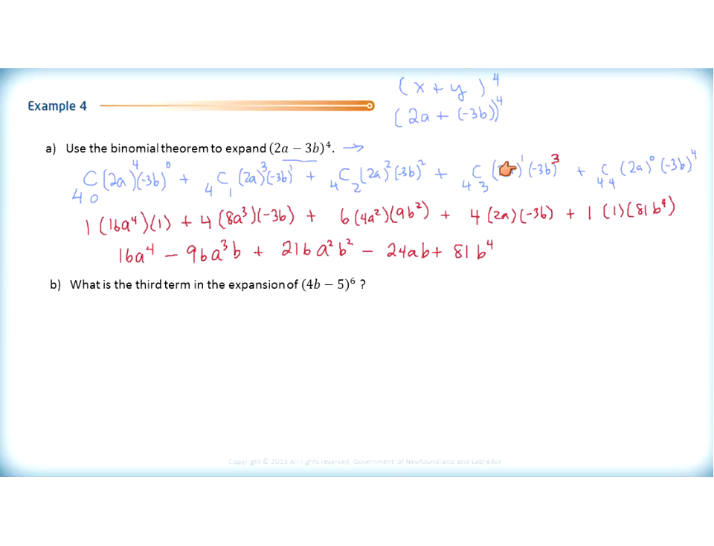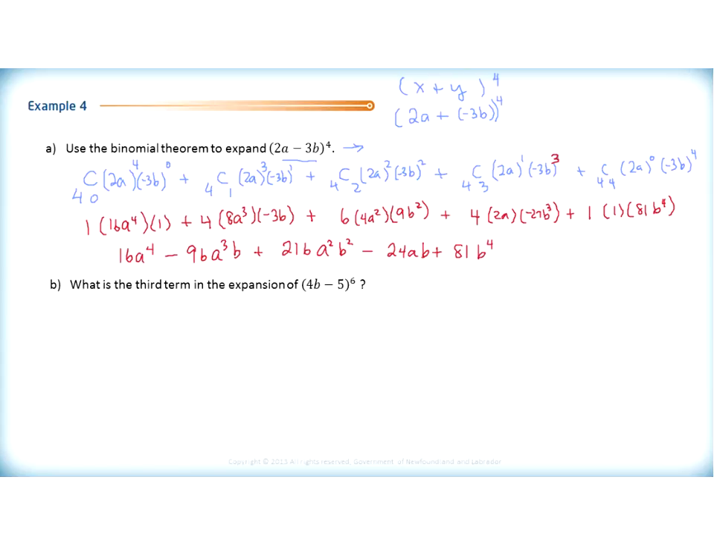4 subtract 3 is 1, raised to the power of 3. This now gives me a negative 27b cubed. Should be here. Negative 27b cubed. So let's fix that. Negative 27b cubed. Now, let's try it again.